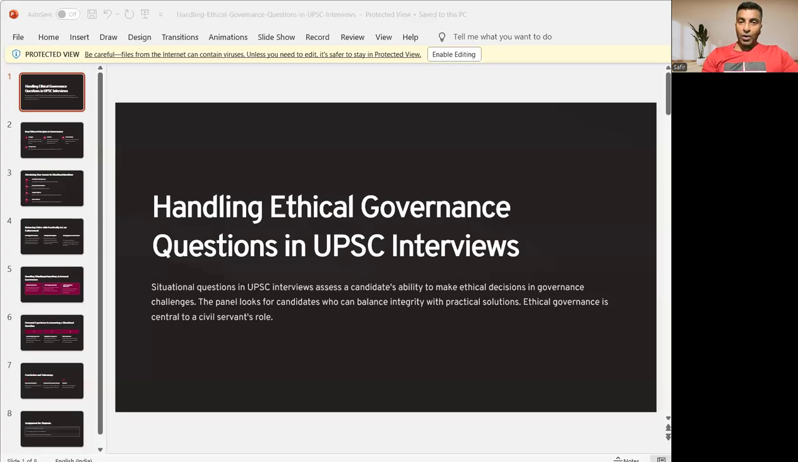Okay. So now we will continue with today's discussion. Here we are going to focus on handling situational questions related to ethical governance. We have already discussed how to handle situational questions. Now I'm going more specific, to the situational questions which are connected with ethical governance.